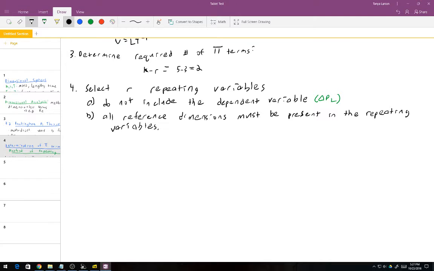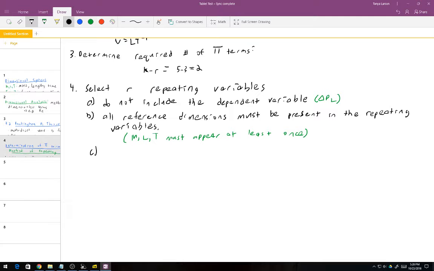In this case, since we're using M, L, and T, in whatever variables we choose, M, L, and T must be up here at least once. And that doesn't mean that a single variable has to have M, L, and T in it. It just means that among the total set, M, L, and T must appear at least once.